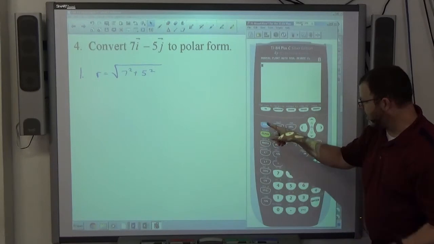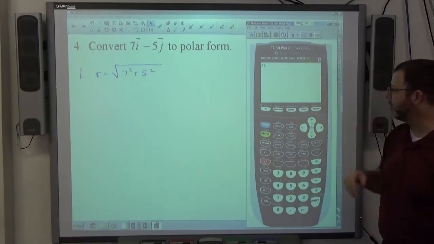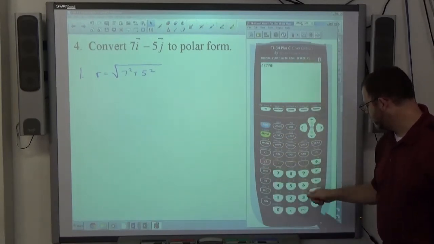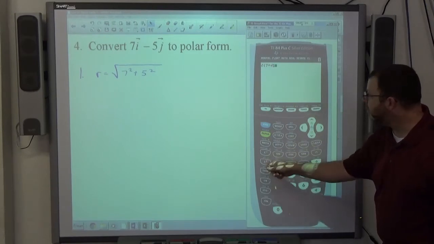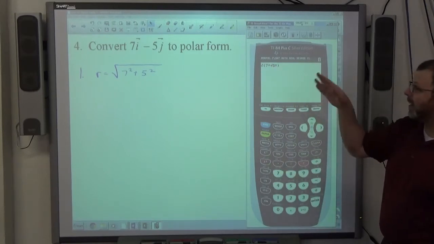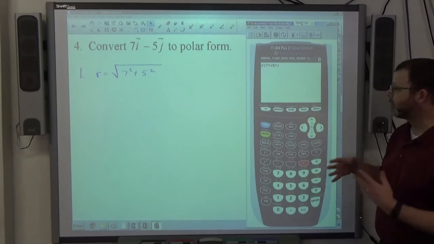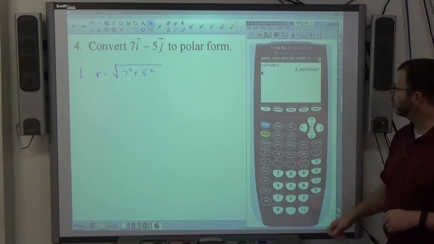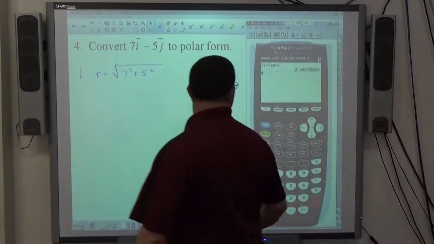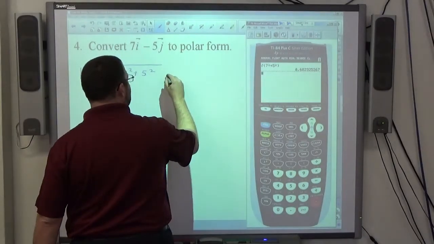And I'm just going to type that in exactly. Square root, parentheses, 7 squared plus 5 squared. Again, plus 5 squared. Don't put negative 5 squared in there. Just everything's positive. We're squaring things, they become positives. So just go ahead and assume that and make life easier on yourself. So we get 8.60.